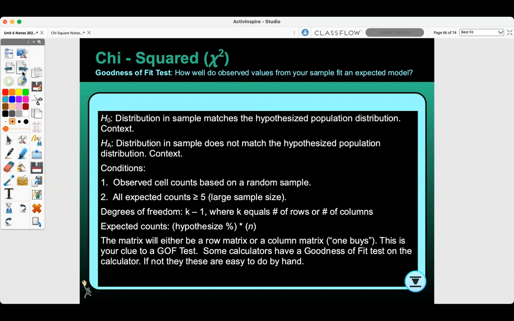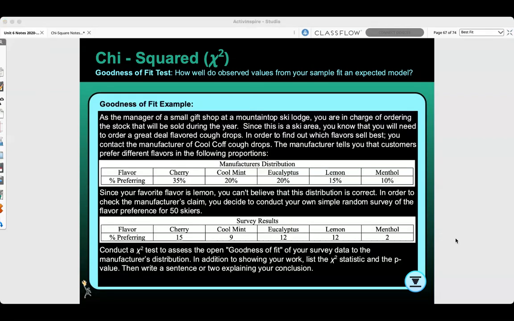The matrix will either be a row matrix or a column matrix. It's a 1 by, so you just have 1 row or 1 column. This is your clue to a goodness of fit test. If it's just 1 row or 1 column, it's a goodness of fit test. Some calculators have a goodness of fit test on the calculator. If not, these are easy to do by hand. Those of you who don't have a calculator that has it, we can go over in class how to do it by hand, but we're going to use the calculator for this example.